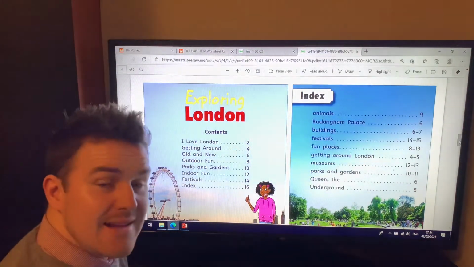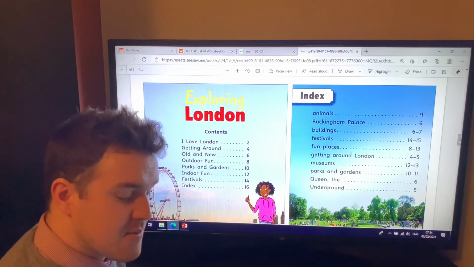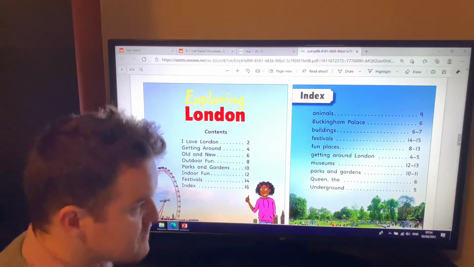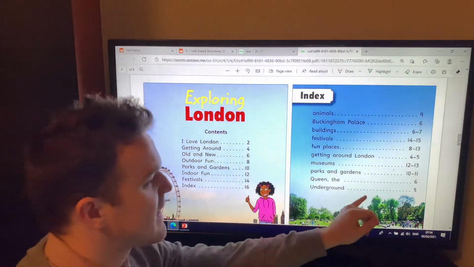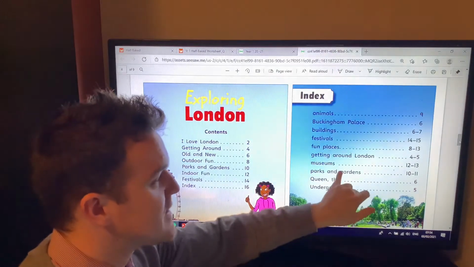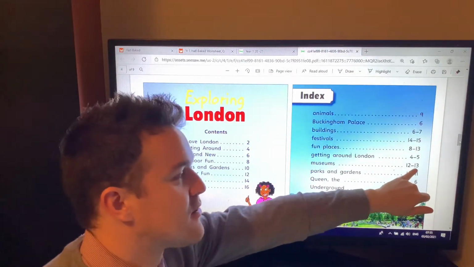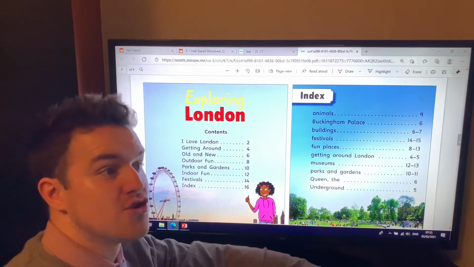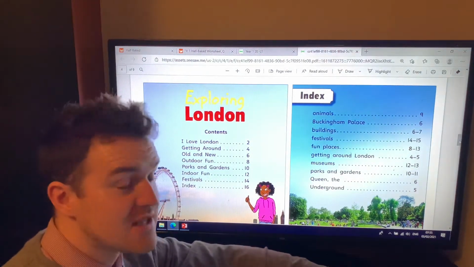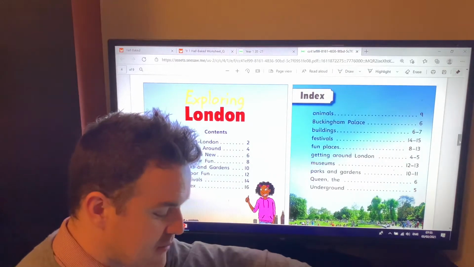Then this is probably the one most people will do. Exploring London. A little bit harder to read than the last one. A little bit more to it. If it says in the book, for example, in this index, I want to find out about museums, and it says museums are on 12, little line 13. That means 12 to 13. So 12 to 13 simply means page 12 and 13. That's something to bear in mind.